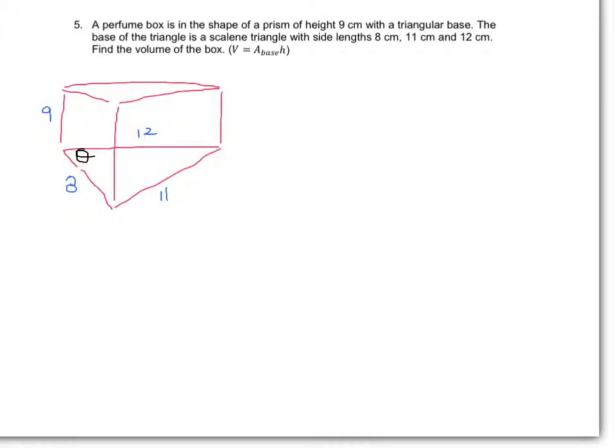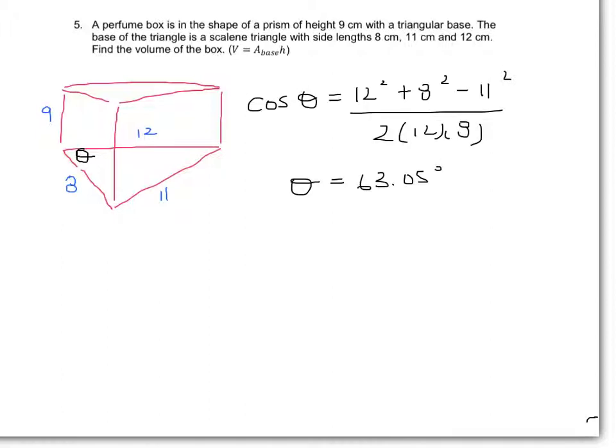Well, hopefully your diagram looks something like this. A 3-sided triangle on the bottom that is 8 by 11 by 12 with a height of 9 centimeters. You'll notice that you have a lot of side lengths and you don't have any angles in order to find the area of the base. Well, I'm going to put my theta here in this corner. It could be in any of the corners, and I'm going to use my cosine law that I learned the other day. And when I substitute everything into the formula here, I get out that theta is 63.05 degrees.